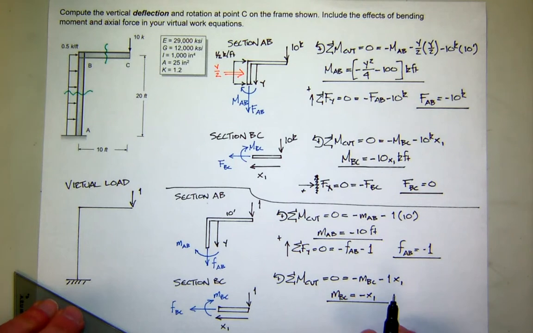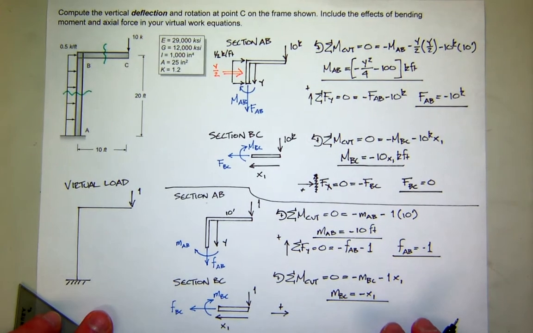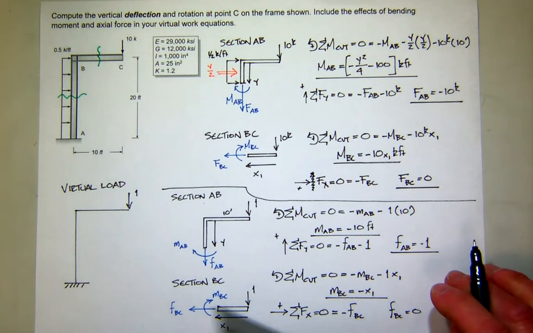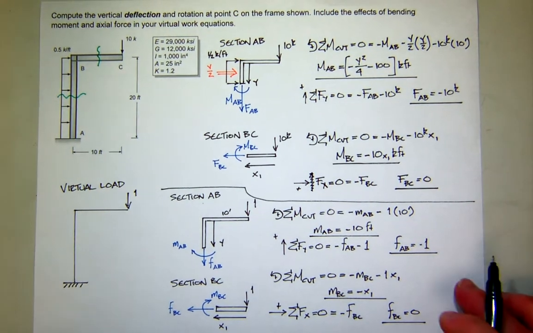So that's good. Next we will sum forces in the x direction. I'll assume to the right is positive. So I'll have the sum of my forces in the x direction. And you can see I have internal force BC, and that's it. So it looks like the virtual force in BC is 0. So there won't be any contribution to the displacement at C through the axial force in BC.